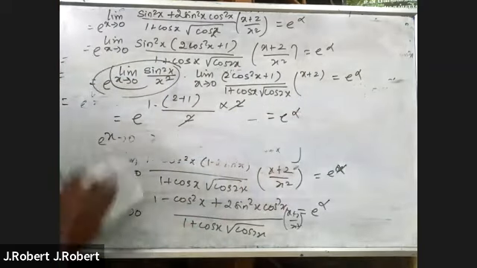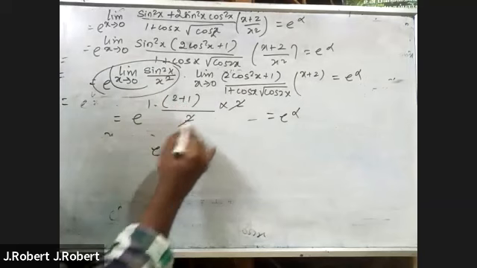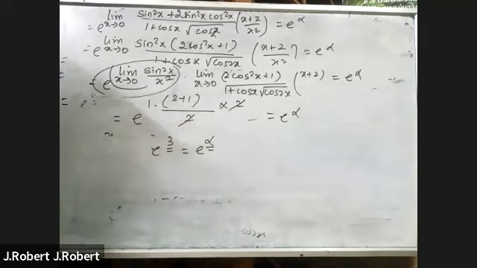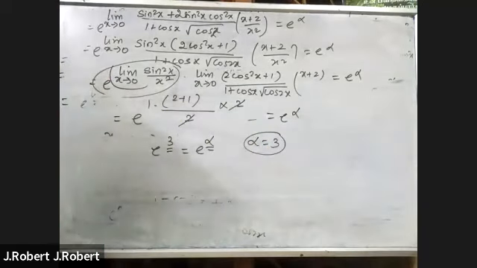We have now found the final answer. Last step: e power 2 plus 1, 2 cancels 3, which is equal to e power alpha. Comparing the power, we get alpha is equal to 3. That's all. This is a previous year question paper question, asked in July 21.